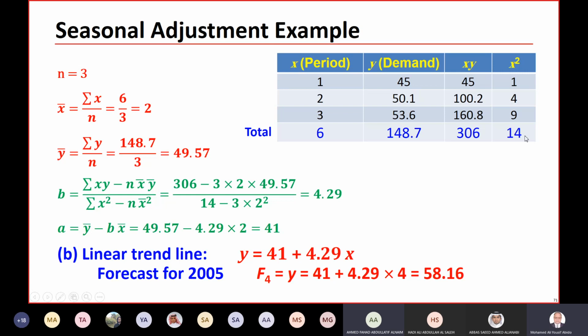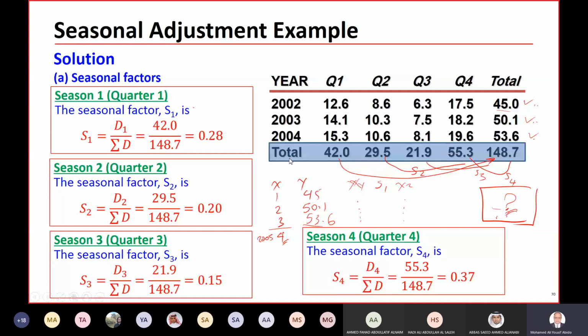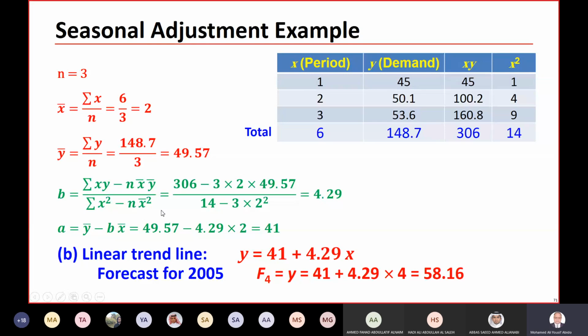No, what we are given is the data for 2002, 2003 and 2004. So we have only 3 periods given, and we need to forecast for the 4th one. So this total is not taken into consideration when you have the historical data. This is not historical data; this is the historical data. So you are given 3 periods and you forecast for the 4th one. So this is very simple. You can get the forecast for 2005, which is 58.16.